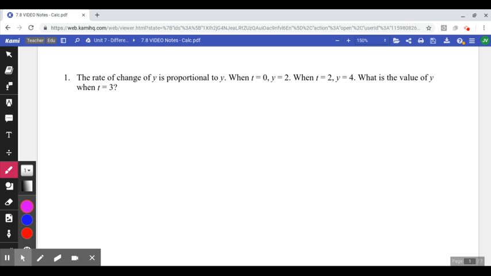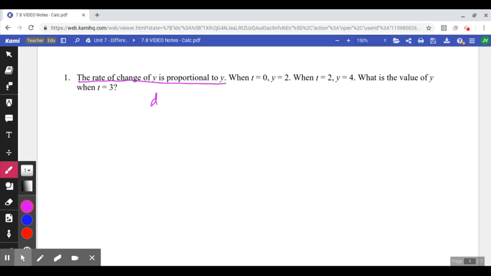In the first example, we're going to look at the rate of change of y being proportional to y, and then we have a list of information, or at least some written down information, that we're going to use to find the value of y when t is 3. So let's read through that again here. It says that the rate of change of y is proportional to y.